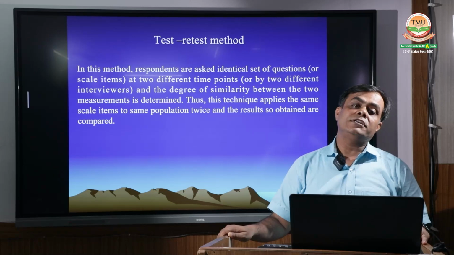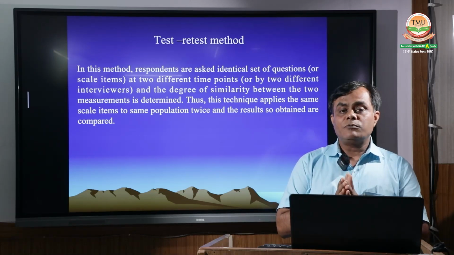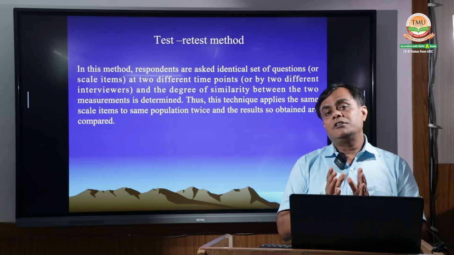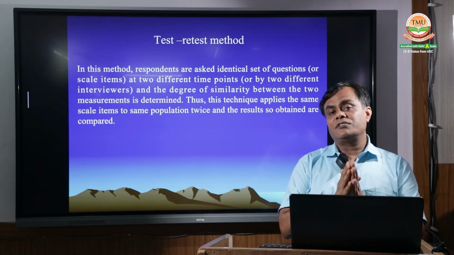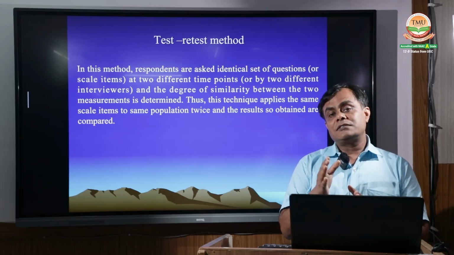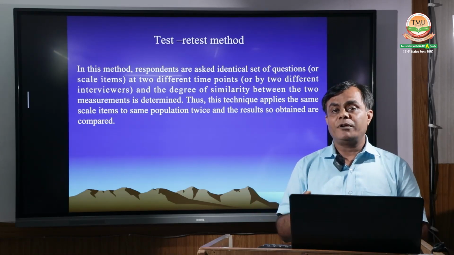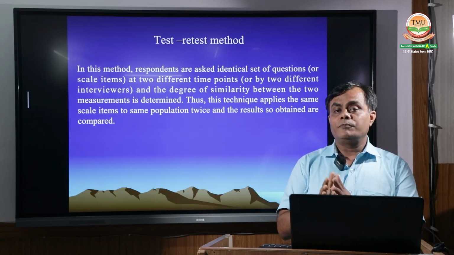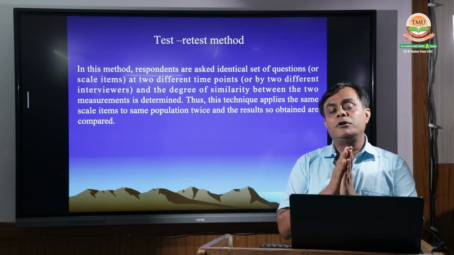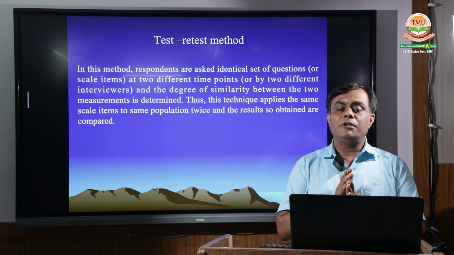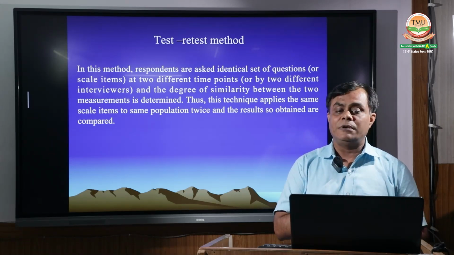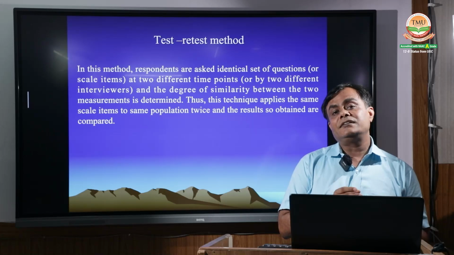So in the test-retest method, the same question is asked by different interviewers of the same respondent, or sometimes the same question is asked by the same interviewer at a different time, and we compare the different answers. If the answers have no differences, then that is reliable. If the answers have differences, that means there is a question of reliability. So that is the test-retest method.